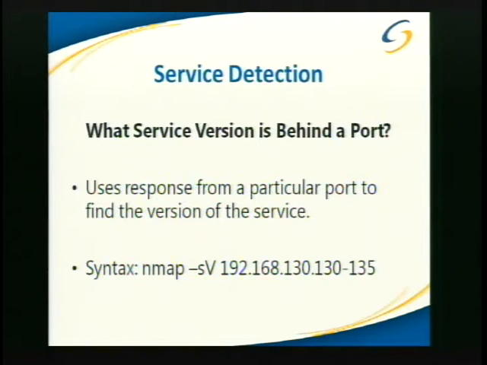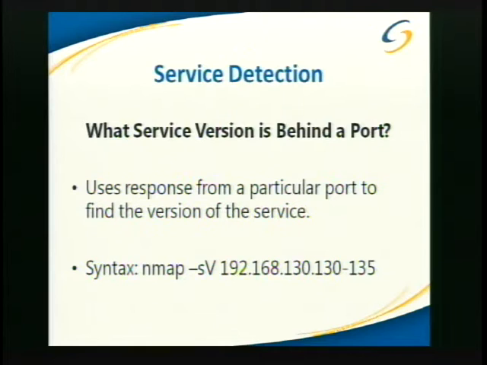And then next thing would be, we're almost done, so we're just going to talk about a couple more quick things with Nmap here. The next thing that Nmap can do is service detection. We already talked about service detection for UDP scans. Well, it can also perform service detection for TCP scans as well. It uses the response from a particular port to find the version of the service.